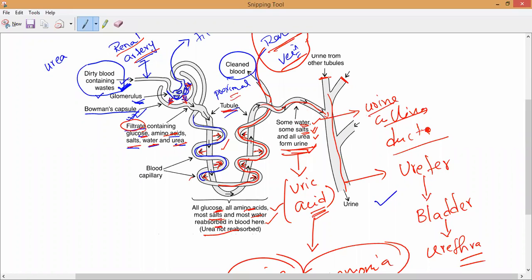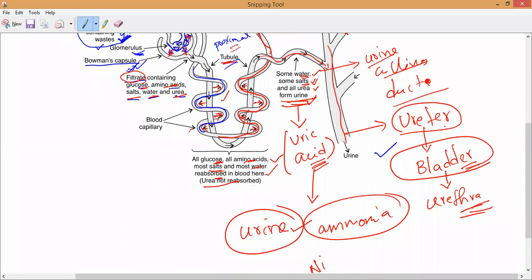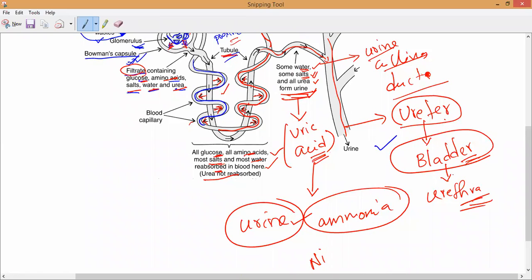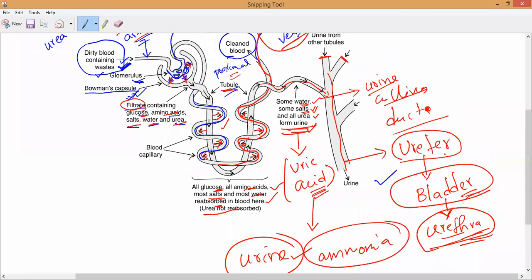The urine collecting ducts from every nephron supply this unnecessary yellowish liquid called urine to the ureters. These ureters carry it to the bladder, and the bladder stores it for a certain period of time. After every interval, the bladder sends this useless liquid to the urethra, out from the body. This is the complete filtration process of blood which takes place inside the nephron.